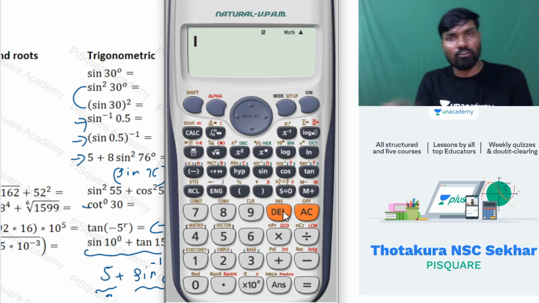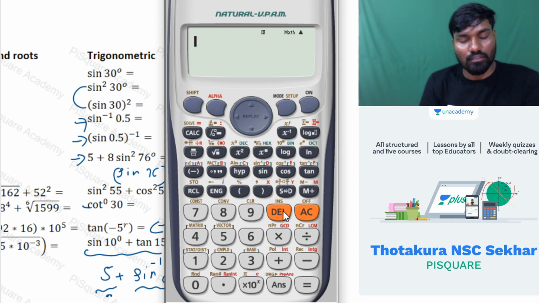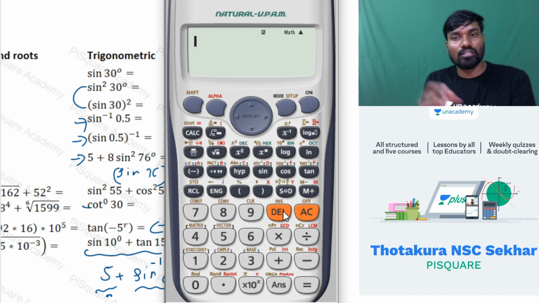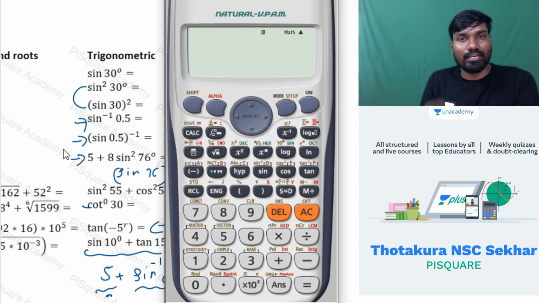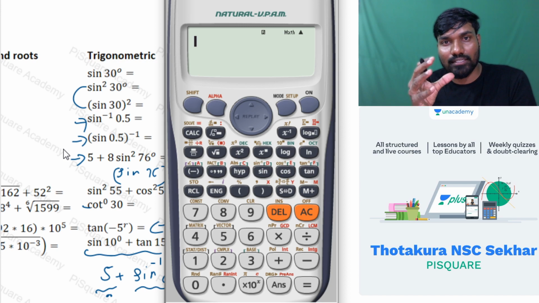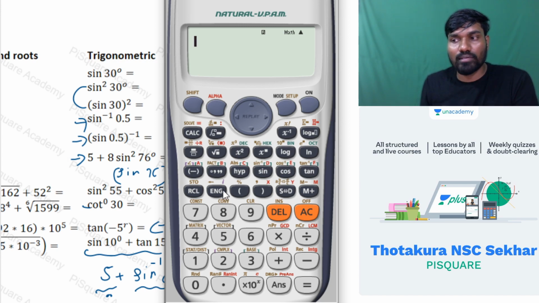In the same way you will perform it in the normal calculator also. Now somebody is asking, how do you perform cos in minutes and seconds? How do you perform it in this calculator? Of course with this, but without this also you can perform.